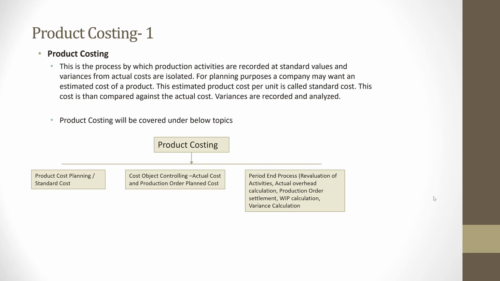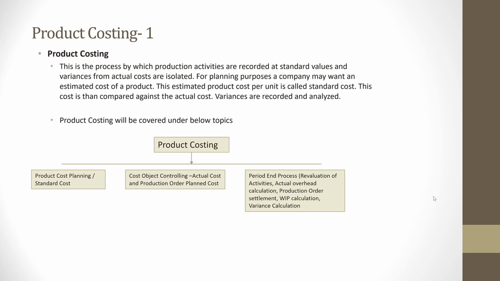So what is product costing? Product costing is the process by which production activities are recorded at standard values and then variances from actual costs are isolated. For planning purposes, a company may want an estimate of the cost of a product. This estimated product cost per unit is called standard cost. This standard cost is then compared against the actual cost. Variances are recorded and analyzed.